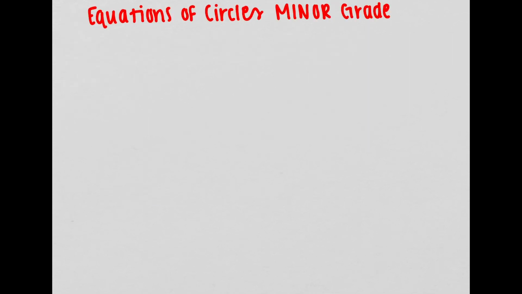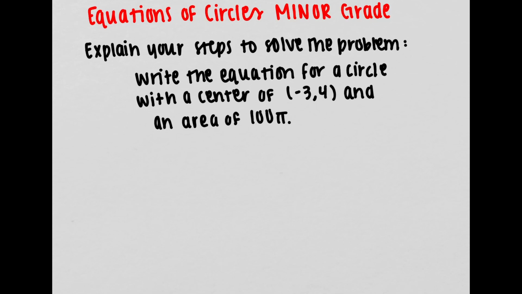So instead of doing practice problems, you're doing a minor grade today. It's another writing one, and I told you what the prompt is. So I'm asking you to explain your steps to solve the problem below, and I want you to write the equation for a circle with a center of -3, 4 and an area of 100 pi. So I know I need the center and the radius, and you're going to get your radius from that area.